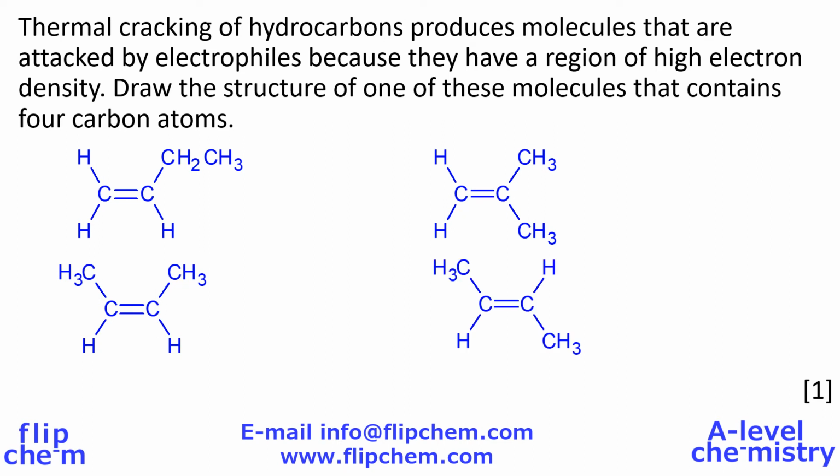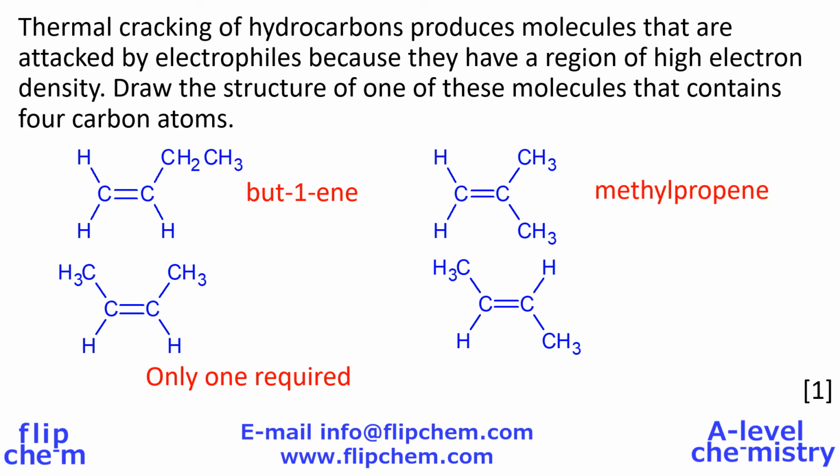Here they are. In terms of naming them, we only require 1. In terms of naming them, top left will be but-1-ene, 4 carbons in the chain, hence the but, carbon-carbon double bond, hence the ene, the double bond between carbons 1 and 2. We've also got methylpropene, so that's an example of a structural isomer of but-1-ene, and it's also a chain isomer because we've got 3 in the longest chain for the propene as opposed to 4 in the longest chain.